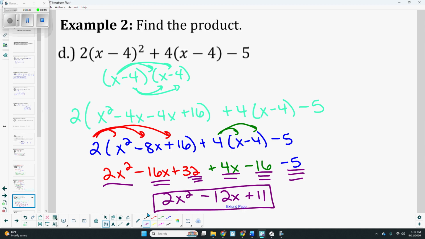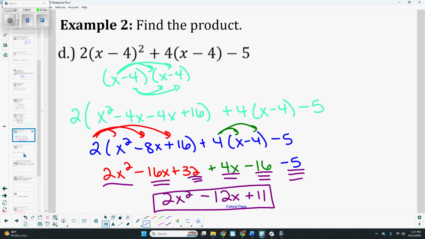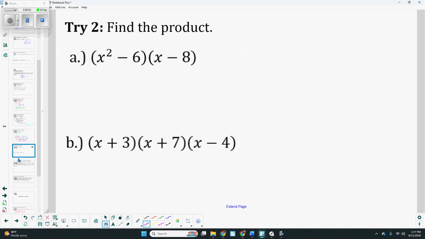It's very easy to get lost in any of these problems, changing a sign, missing a number, so it's very good to go back and check your work whenever we're doing this multiplication step. Here's 2 for you to try. You can pause. Answers are posted in Google Classroom.